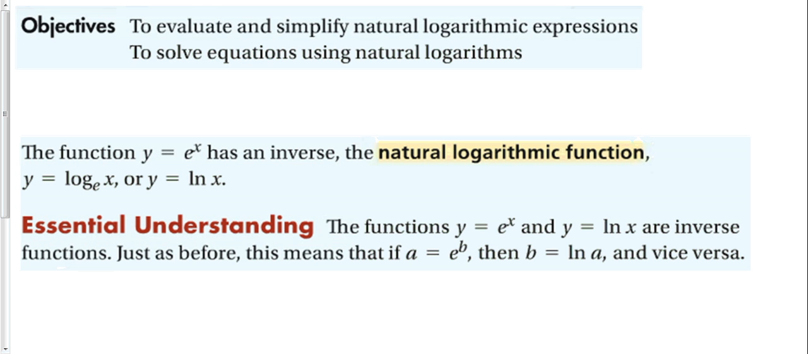The opposite natural logarithmic function would be log base e of x, but we write this in a very special way. We write it as ln of x, called the natural logarithmic function. These mean the same thing, but this is the correct way to write it. And of course, just like logarithms and exponential functions, they are inverse. So that means that if we have e to the b and b equals ln of a, and the opposite. So they are inverse of each other.